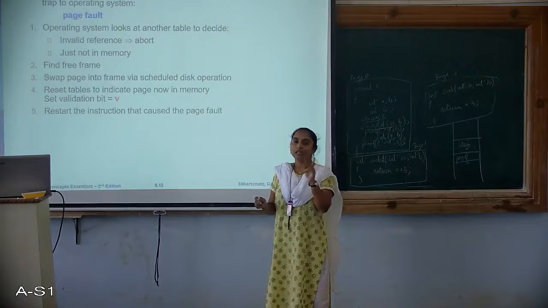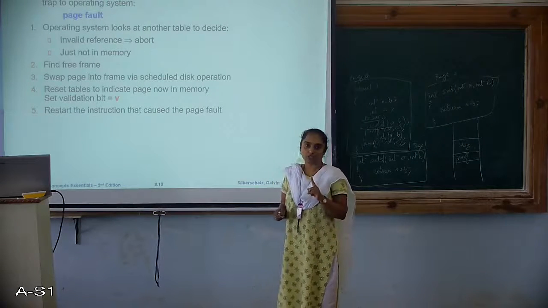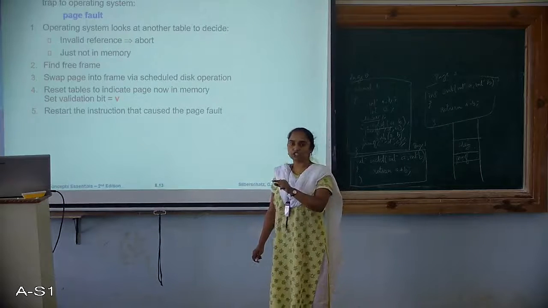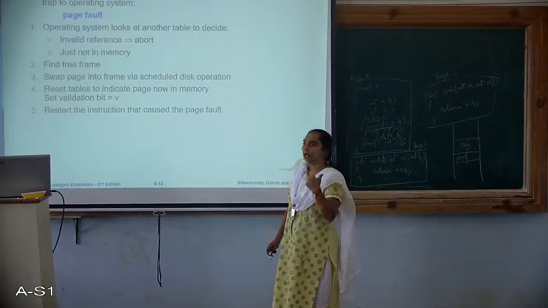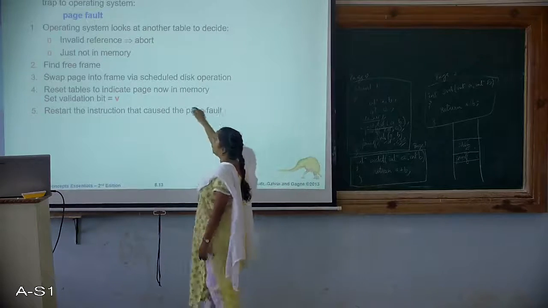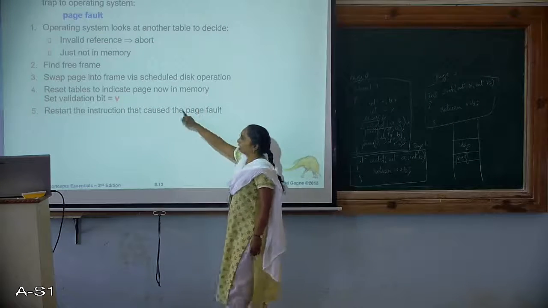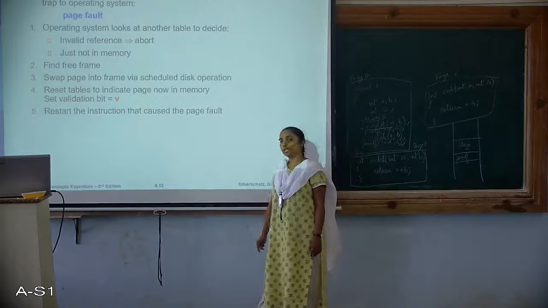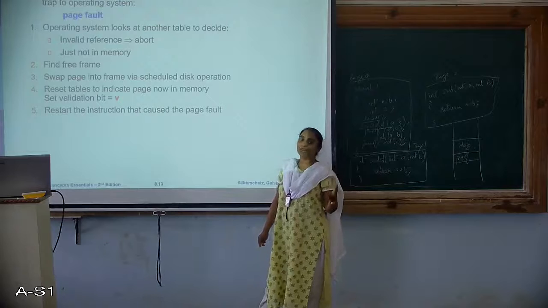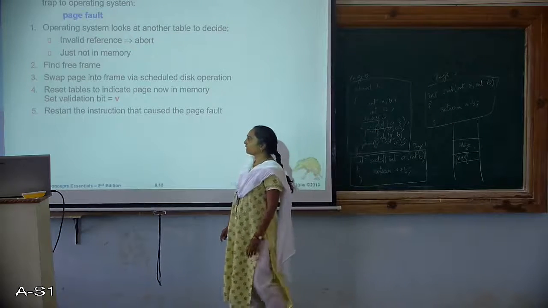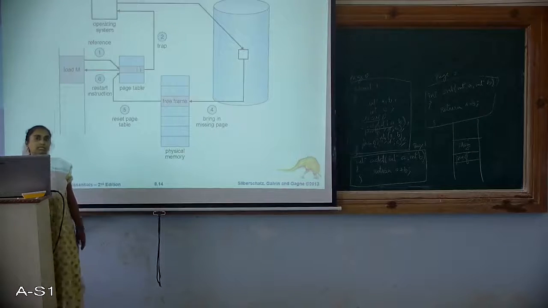So it performs an IO to the disk. It is a reading operation of the disk, and the reading operation will cause an IO instruction to be generated. So read the instruction and load that particular memory data into your physical RAM. Then reset the tables to indicate the page is now in memory and set the validation bit to V. The validation bit V indicates that the page is present in a physical frame. Then restart the instruction that caused the page fault.